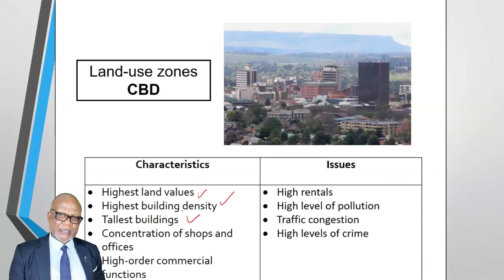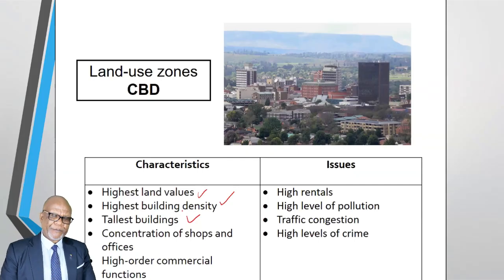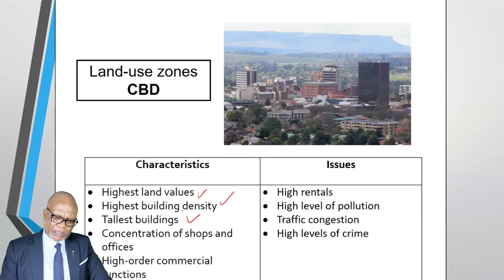There are many buildings and the buildings are very close to each other in order to maximize the value of the land. You cannot have a lot of land that is not used profitably because the land is very expensive in the CBD. And it has a high concentration of shops and offices. It's got both high order and low order commercial functions.